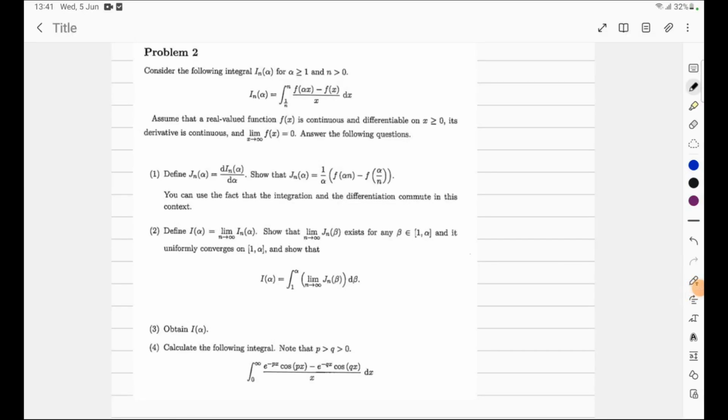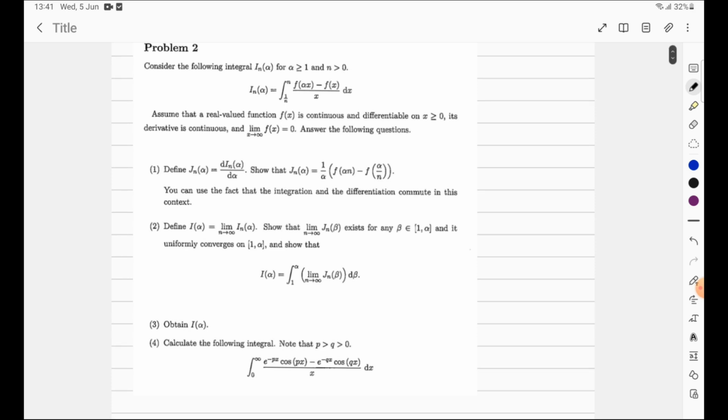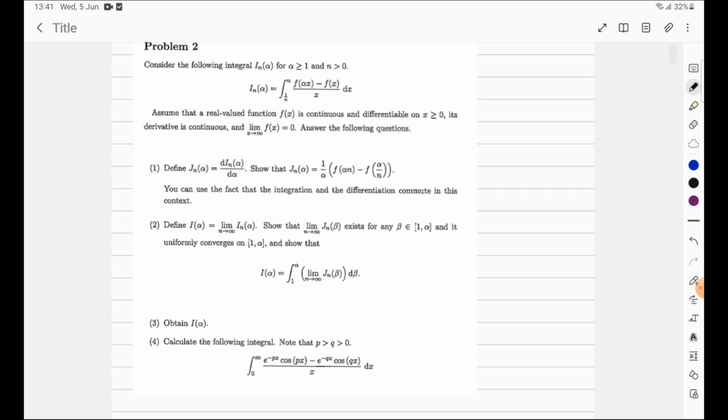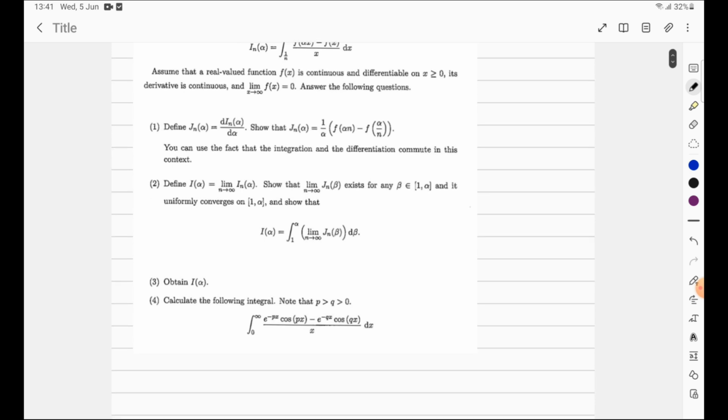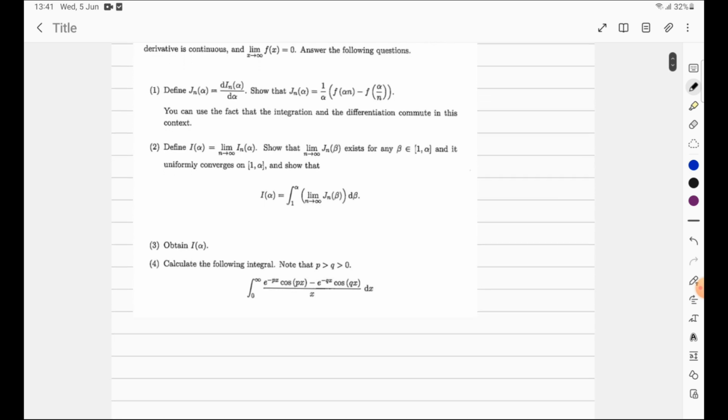Alright, the question says consider the following integral I_n(alpha), for alpha greater than 1 and positive n. I_n(alpha) equals the integral from 1/n to n of (f(alpha x) minus f(x)) over x dx. Assume that a real valued function f(x) is continuous and differentiable for positive x, its derivative is continuous, and the limit as x approaches infinity of f(x) is 0. Then answer the following questions.